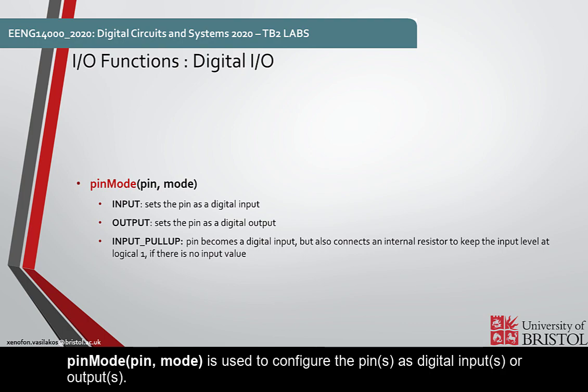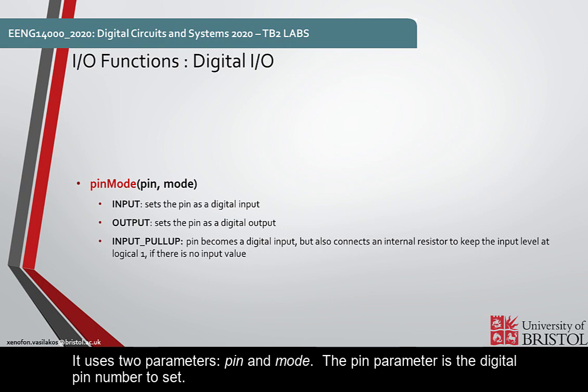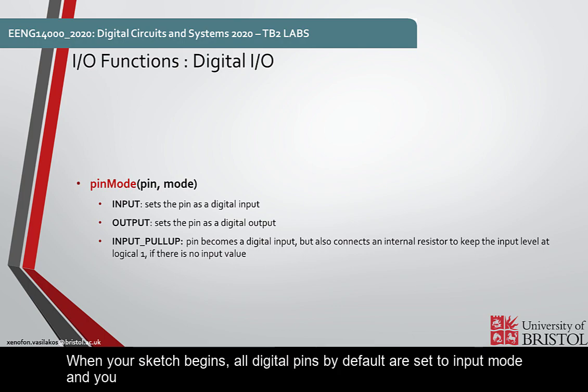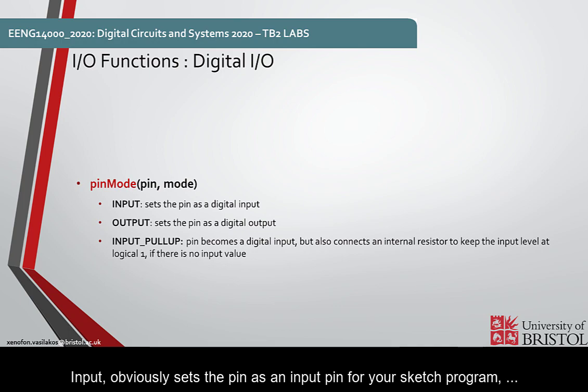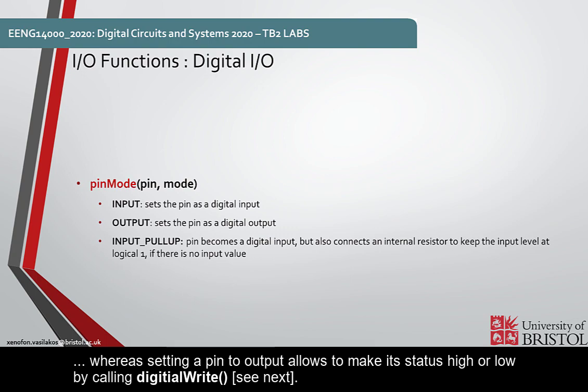pinMode is used to configure the pins as digital inputs or digital outputs. It uses two parameters, pin and mode. The pin parameter is the digital pin number to set. When your sketch begins, all digital pins by default are set to input mode, and you can change that by setting the mode parameter value otherwise. INPUT obviously sets the pin as an input pin for your sketch program, whereas setting a pin to OUTPUT allows you to make its status high or low by calling digitalWrite.